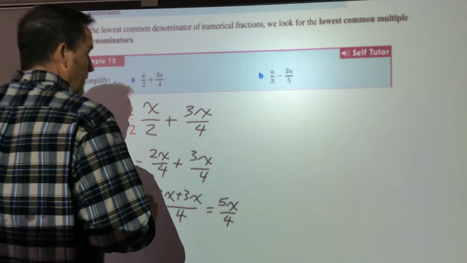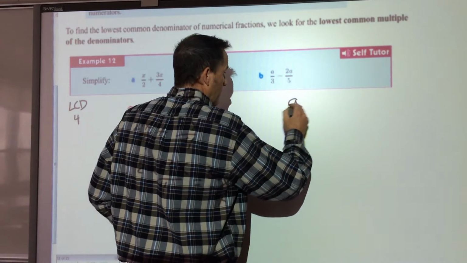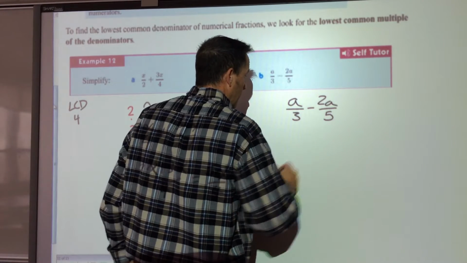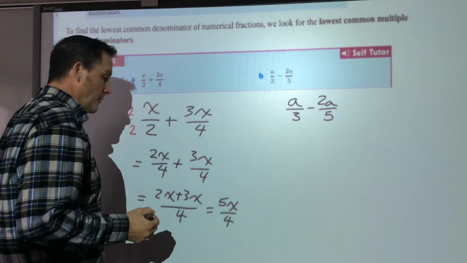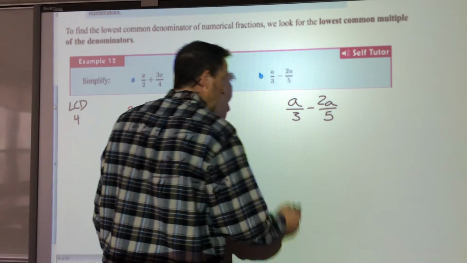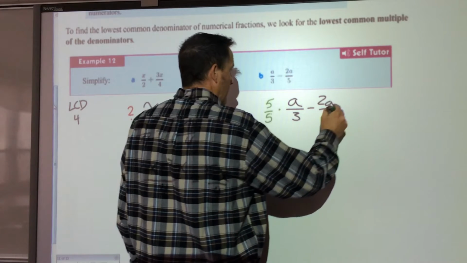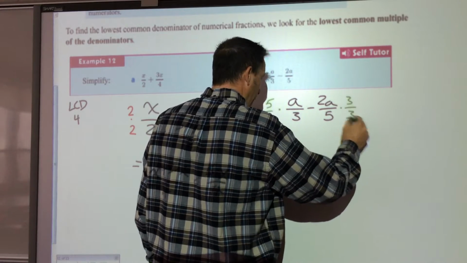Next example, a over 3 minus 2a over 5. Lowest common multiple for this, hopefully you know, is 15. So I'm going to multiply this one by 5 over 5. And this one by 3 over 3.